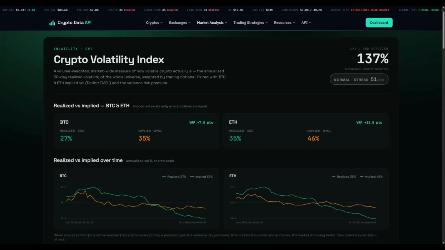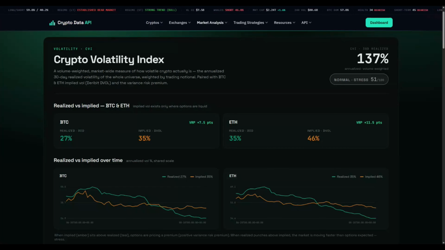Now, the realized volatility looks backwards. So how much did the price actually move previously? And this CVI index measures that across all the major cryptocurrencies, and it's weighted by volume, and it protects the index against thin book, highly volatile coins.